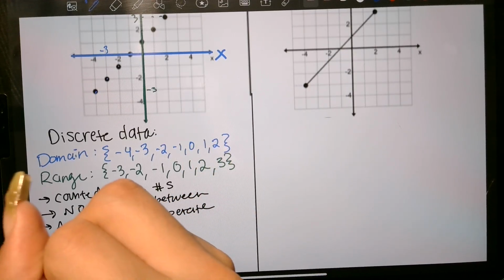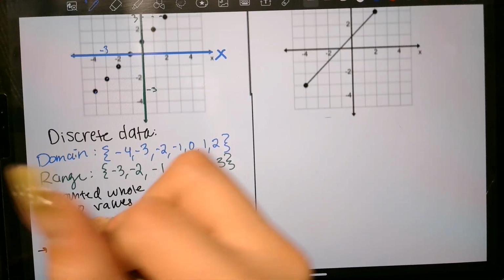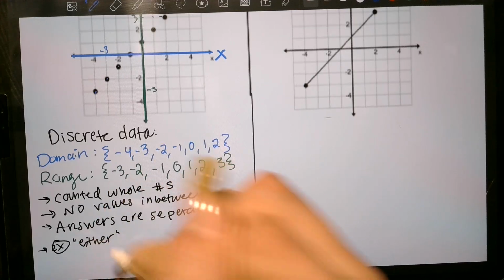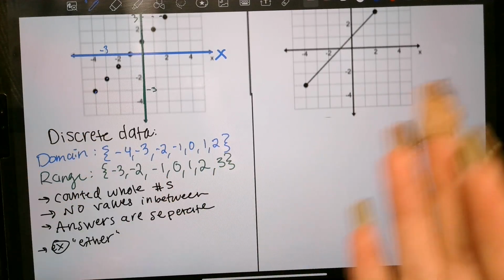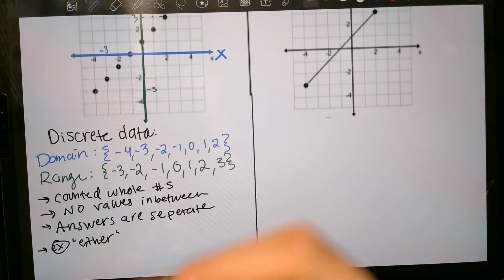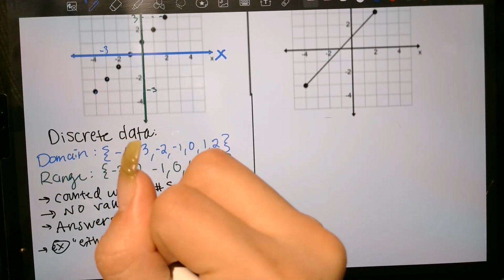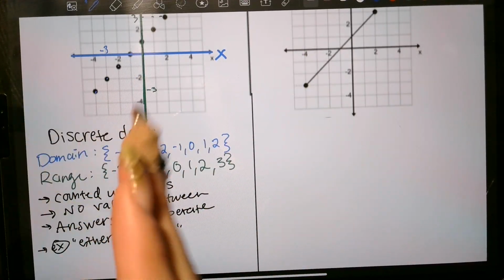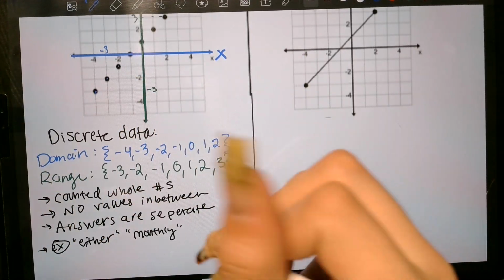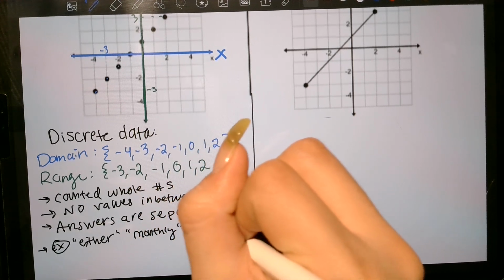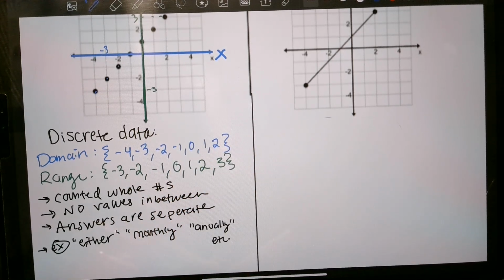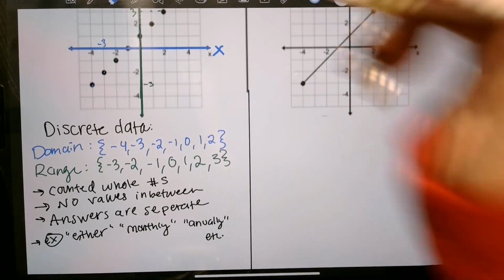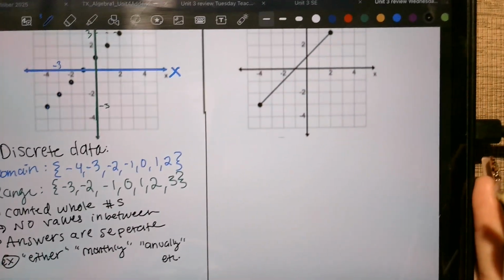And then let's do a little example. So whenever you see either, you're going to be talking about either this or that, nothing in between. That's a keyword to know discrete data. Whenever you see monthly, that's like once a month. So that's also like it's happening once a month. It's not connecting, discrete data. Annually, that's saying like once a year, etc. If you need to pause to copy, go ahead and pause. But if not, let's go ahead and move on to continuous data.